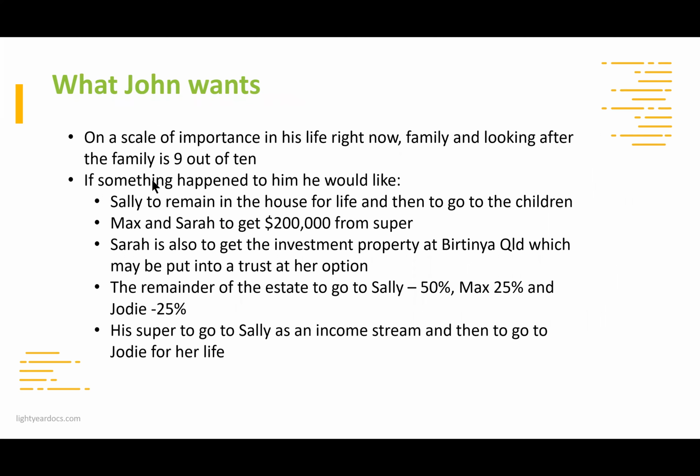Okay, so what does John want? Looking after his family is important, 9 out of 10. So Sally's to remain in the house for life and then it goes to the children, Max and Sarah, and that would include, obviously, Jodie as well. Max and Sarah are to get $200,000 from super. That can be paid directly to Max and Sarah because they're both children, and therefore dependents under the SIS Act.